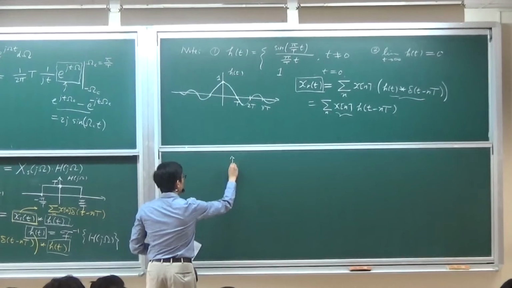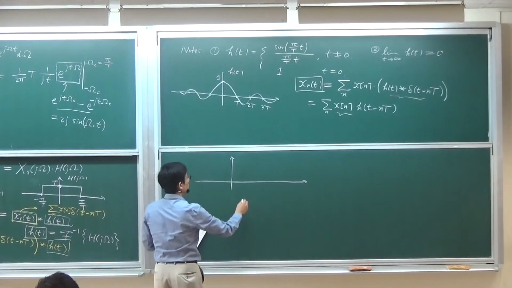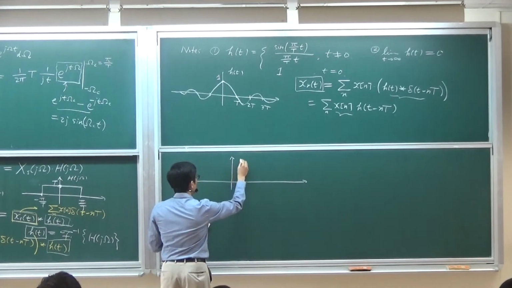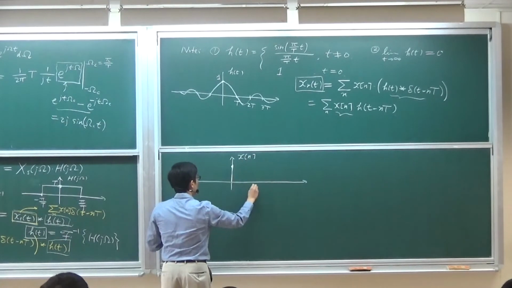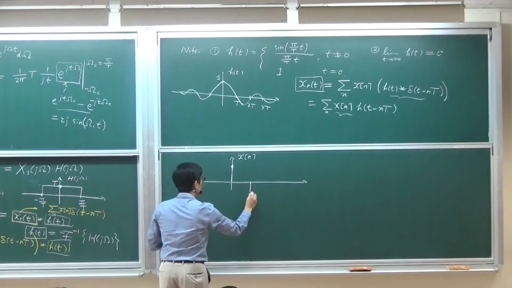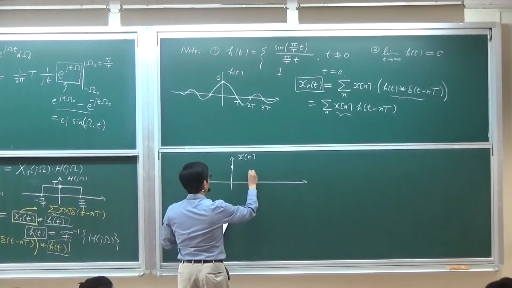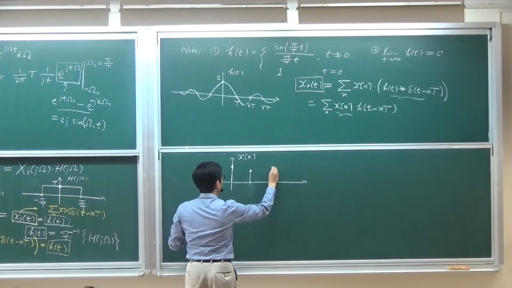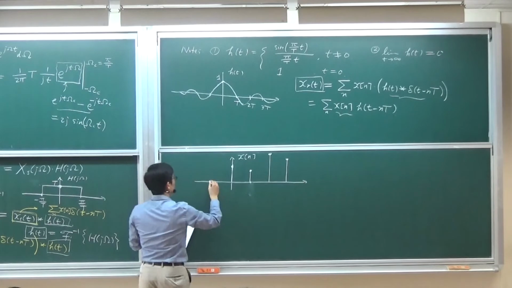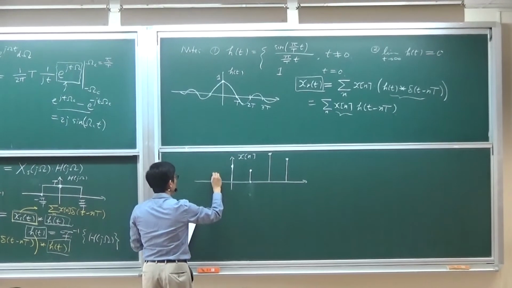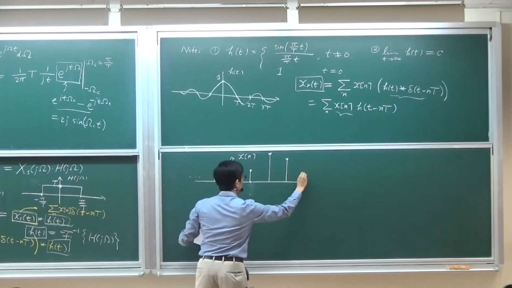Okay, so now let's think about this. Let's say if x is n, let me just draw a kind of random. Let me keep all of them positive for discussion. Let's say x and n are like this. Just for discussion, let me draw one more sample. And now there's one more sample, and so on and so forth.